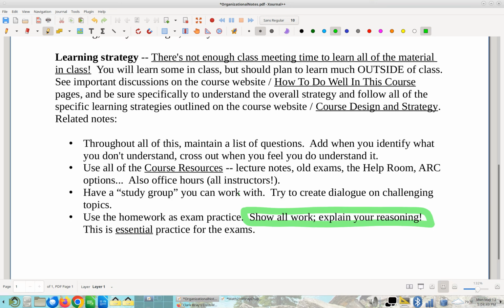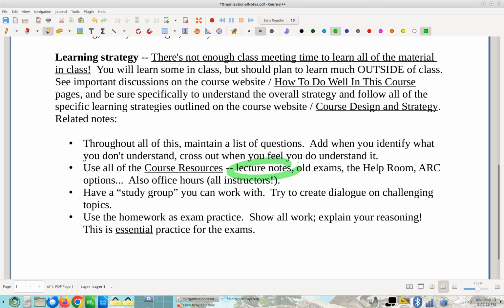Don't think of this as, what's the least that I have to do to get those points? Instead, think, what is the most that I can do to communicate what I understand? Because that's what you're going to have to do on the exams. So try to do a great job on the homework. Try to do more than the grader will expect of you. And again, use this as a valuable opportunity to practice explaining your reasoning.